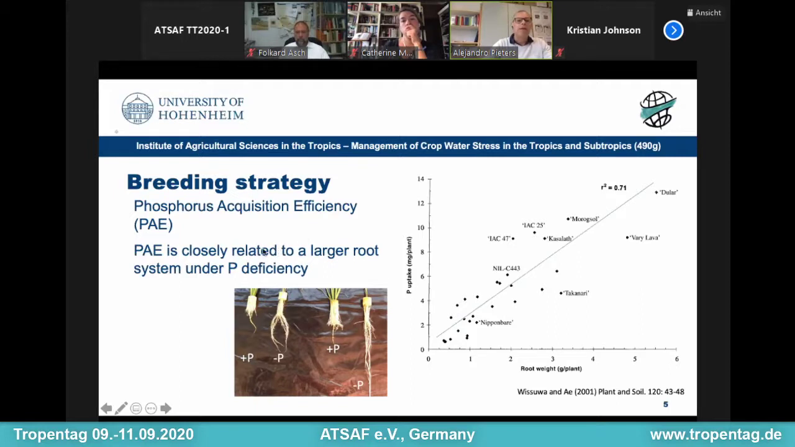So the breeding strategy so far that has achieved more success is the breeding for phosphorus acquisition efficiency, which is basically the capacity of the plant to take up phosphorus from the soil or from the nutrient solution. This is a graph where we can see phosphorus uptake, and each spot is a different variety. So genetic variation in the capacity to acquire phosphorus from the substrate has been identified. And the other thing that has been identified is that this capacity for phosphorus uptake is very closely related to root weight, to root dry weight in grams per plant.